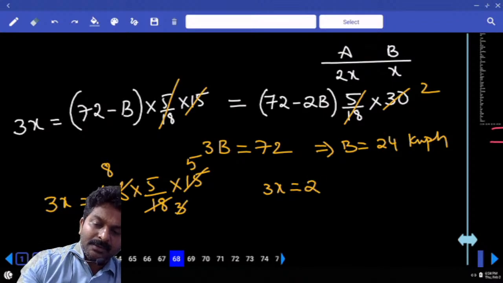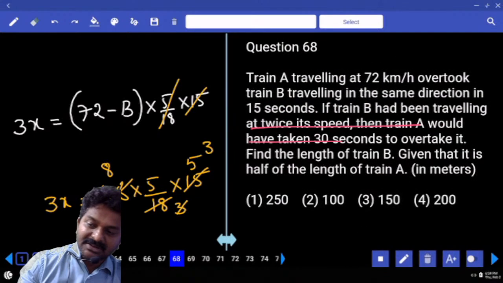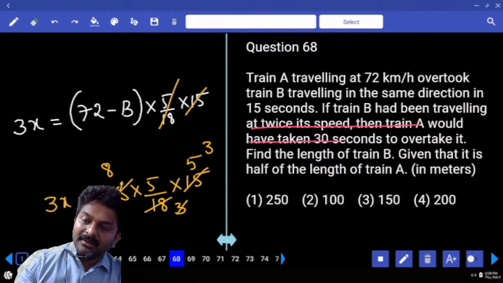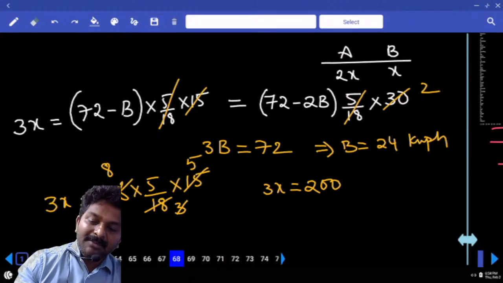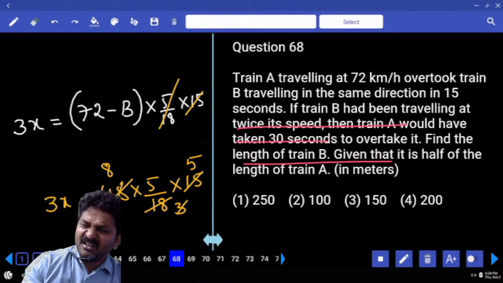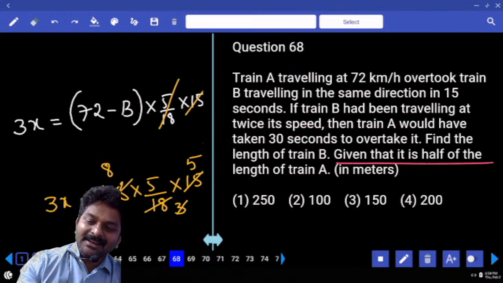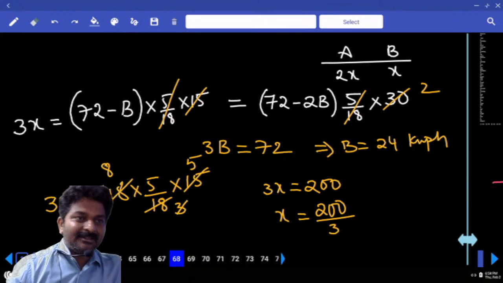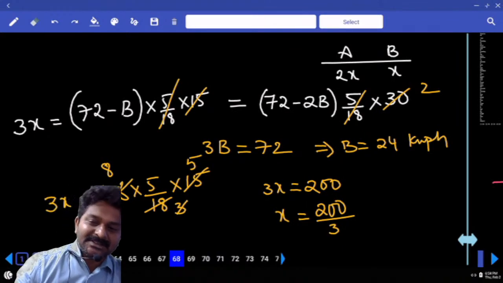40 into 5, 200. What is the question about? Find the length of train B. Train B length is x. That must be 200 by 3. Given that it is half the length of train A. Train A length was treated as 2x, so half becomes x.